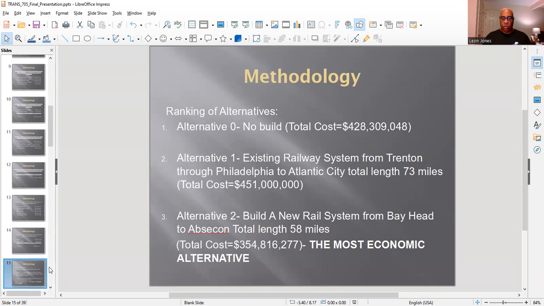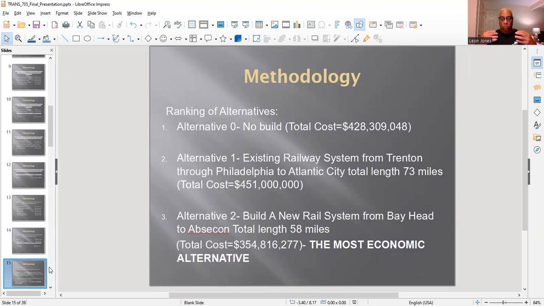Now, when we rank alternatives, the no build, total cost, 428 million. If we upgrade the existing rail system, it's 451 million. Then when we go to the second alternative, just build a 58-mile new railway system, come up with 354 million.